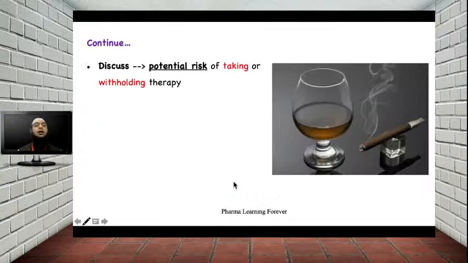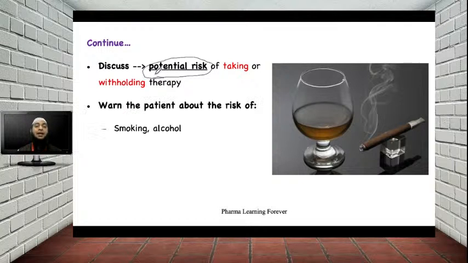In addition to that, you can discuss the potential risk of taking or withholding the therapy. Suppose the mother is pregnant, and in order to safeguard the fetus growing in the womb, you stop or withhold the therapy. Then you must calculate the potential risk of not giving medicine to the mother. Okay, so that can be discussed. If you are not a specialist, you can have the discussion with someone who has good experience of giving medicine to pregnant women.